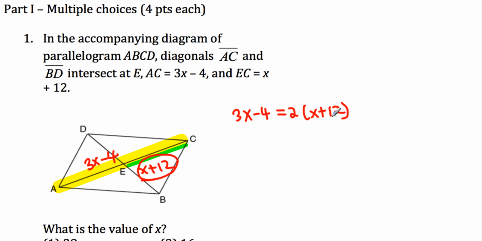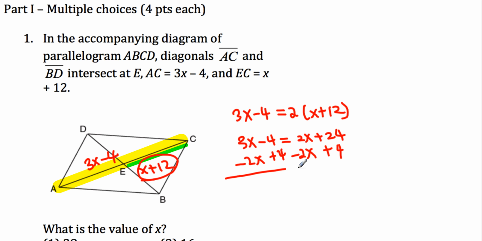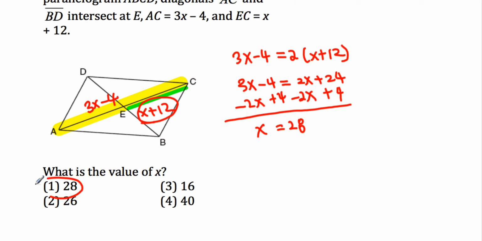See, 2 of those becomes the long one. So then we get 3x minus 4, which is equal to 2x plus 24. So of course we can take away 2x and add 4 to each side. Then x must be equal to 28. So which basically tells us that the first one is our answer.